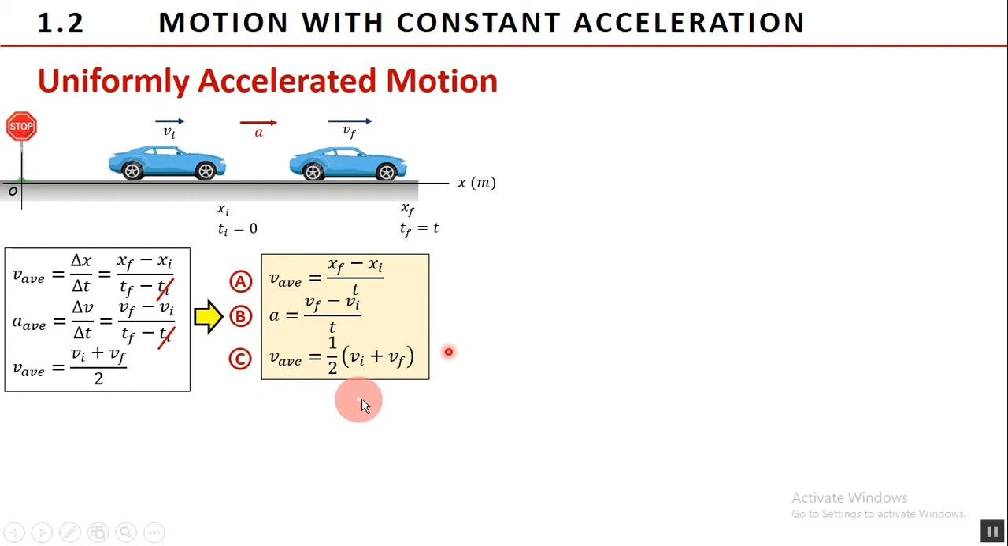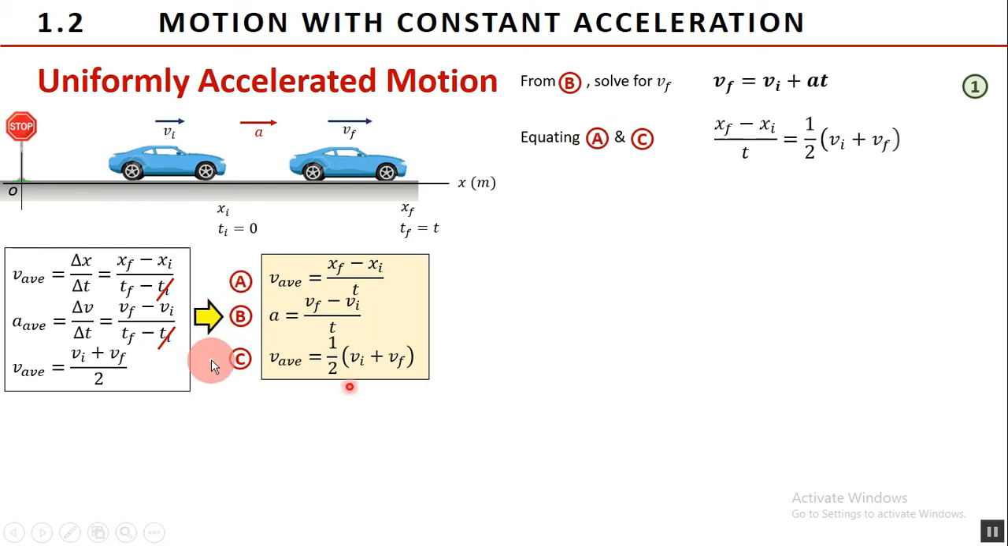Now from these three basic equations, we will derive 5 specific equations to be used in dealing with motion with constant acceleration. From equation B, final velocity v sub f can be expressed as the initial velocity v sub i plus the product of acceleration a and time t. So this is the first specific equation. Now for the second equation, we combine equations A and C. So the displacement x sub f minus x sub i is equal to half of the sum of the initial velocity v sub i and final velocity v sub f multiplied by time t. So this is the second equation.